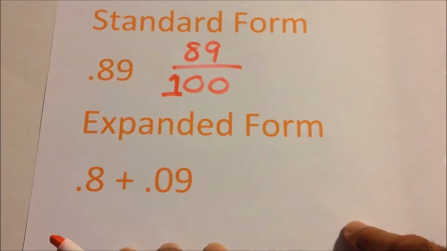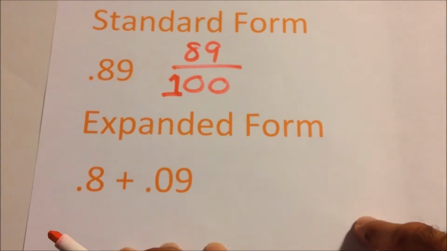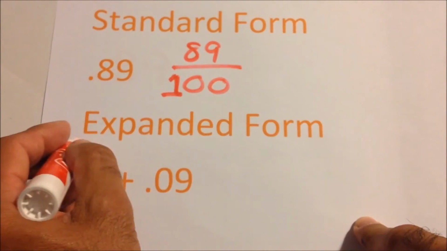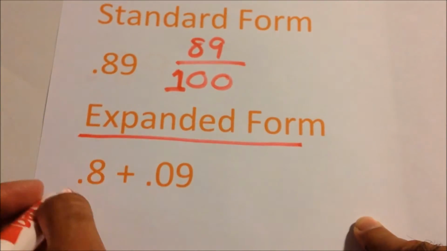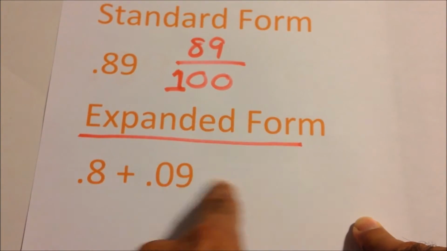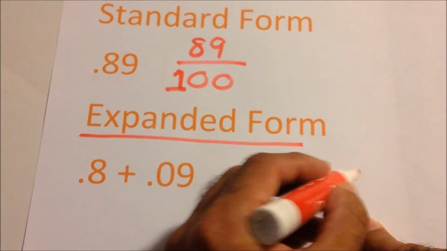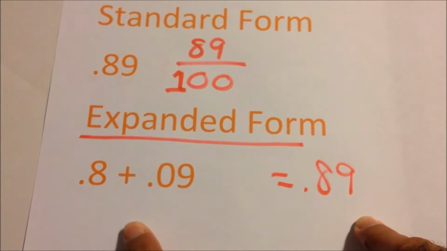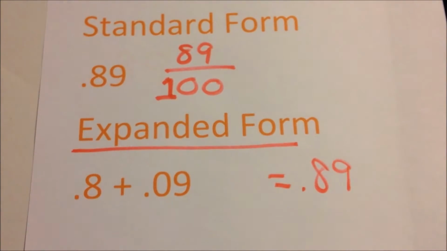In expanded form, we can do this with powers of 10, or we can just do it regular expanded form. So it's 0.8, because it's in the 10th place, plus 0.09. And together it's 0.89. Right? So that's expanded.